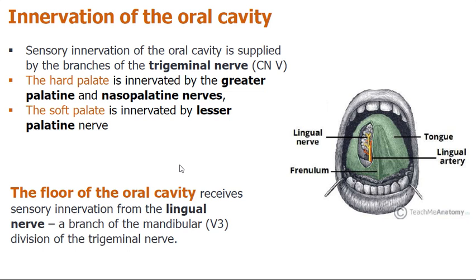To start with, the mucosa of the oral cavity is supplied sensorily by branches of the trigeminal nerve. When we have the hard palate, the mucosa is innervated by the greater palatine nerve and the nasopalatine nerves. They are supplying the mucosa covering the hard palate, and the soft palate is innervated by the lesser palatine nerve as sensory supply.